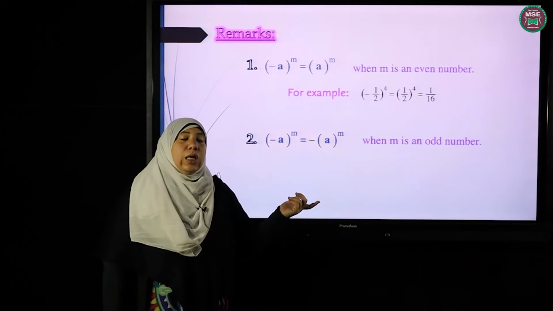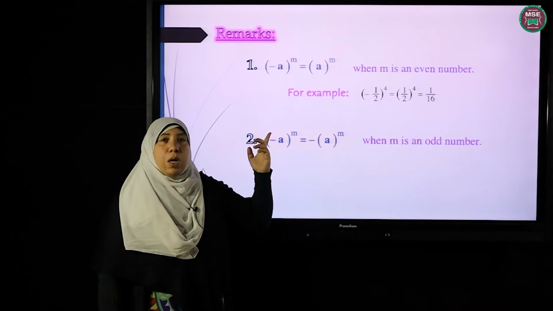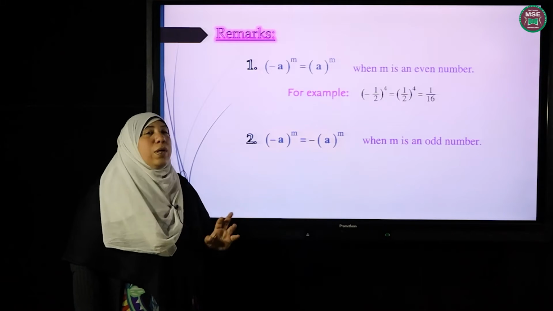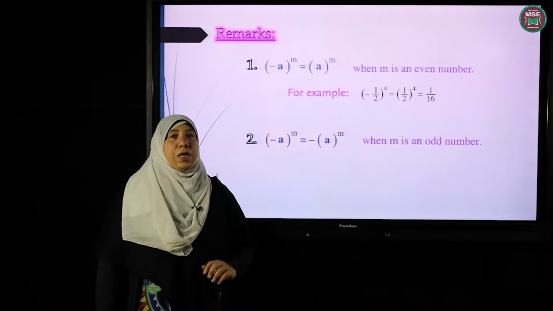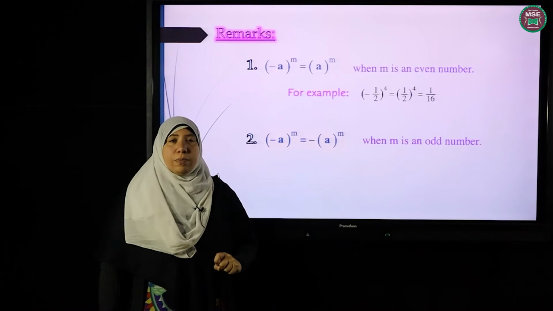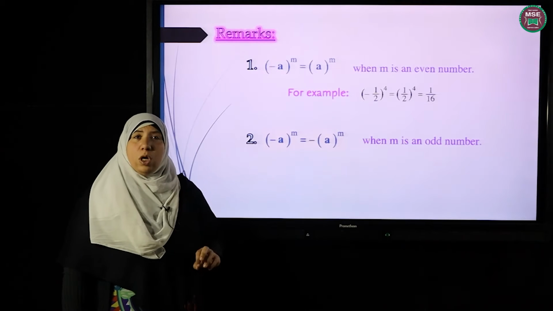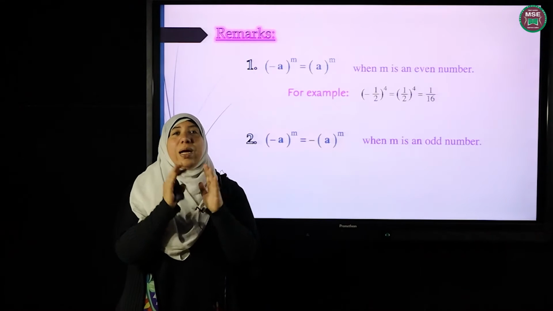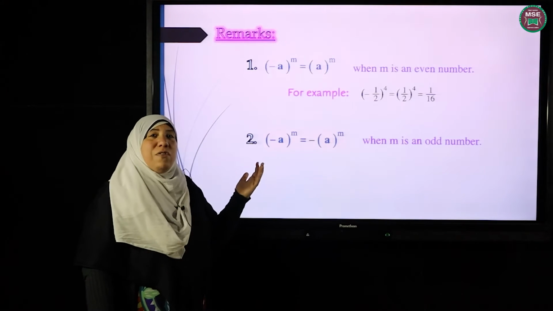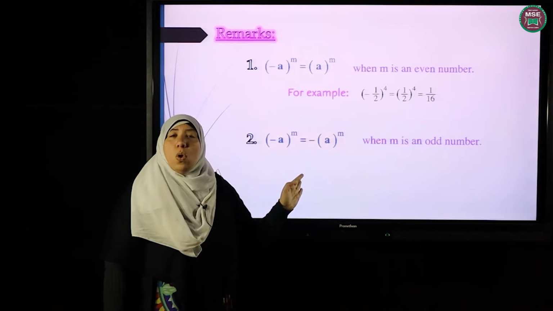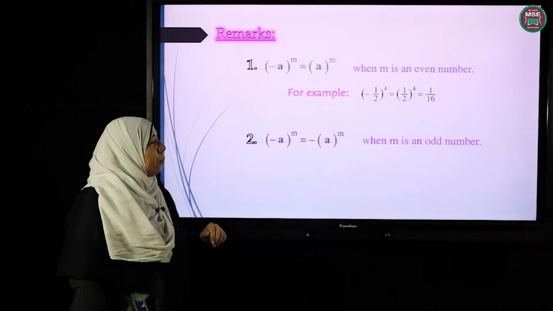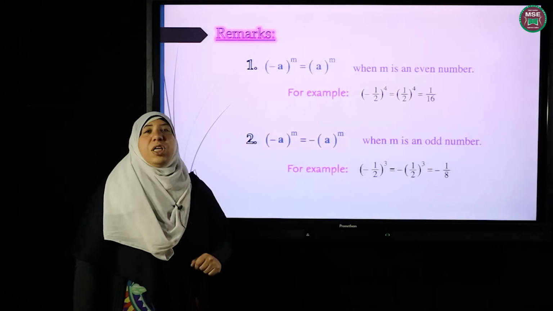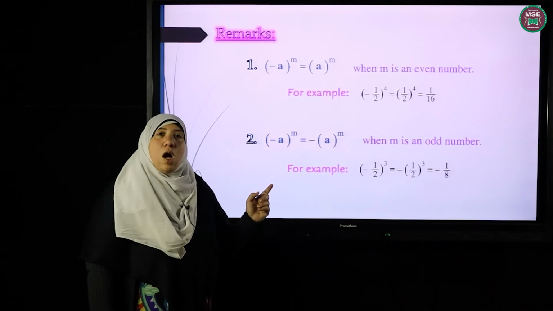If m is an odd number, what happens? The odd number will keep the negative sign, but I will put it outside the bracket. Of course, when I put a power, as you have studied before, I will put the number inside the bracket and the power outside. If you have an odd power, we will put the negative also outside the number. For example, if I have negative 1 over 2 also, but power 3. Power 3 here is an odd number.